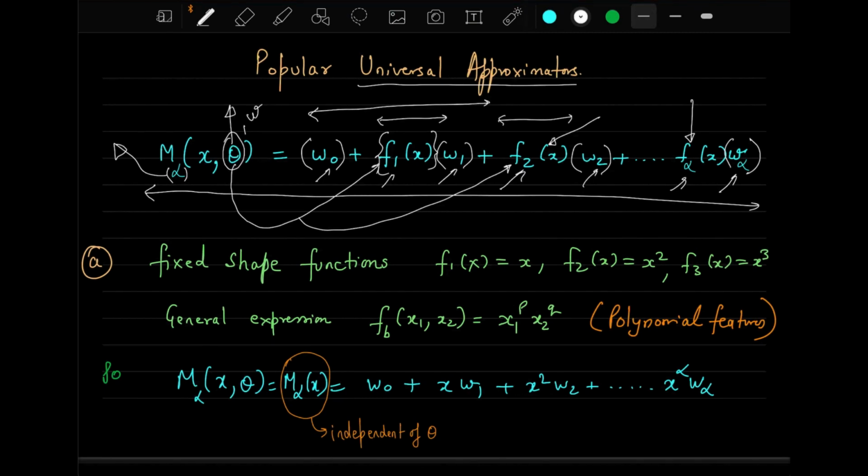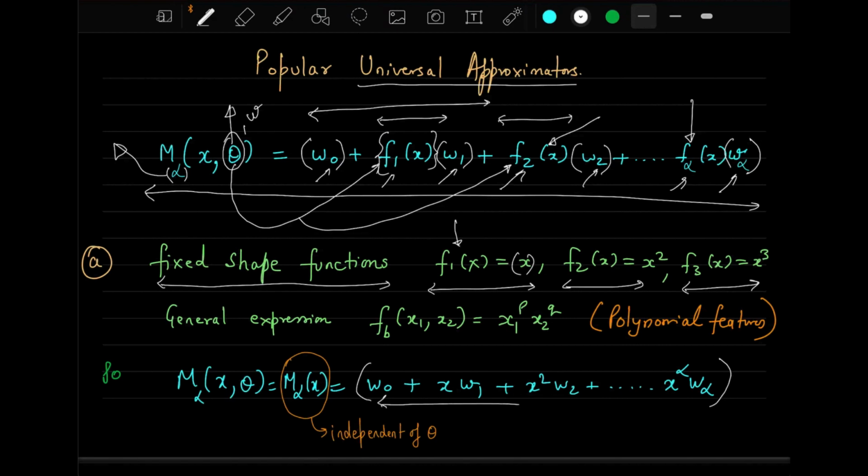The first popular universal approximator uses fixed shape functions, such as polynomials, the polynomial regression that you normally use. Here we replace f1x by x, f2x by x square, f3x by x cube. Once you do that, you realize that you are implementing this equation, a polynomial function which you can use for your regression and classification tasks.